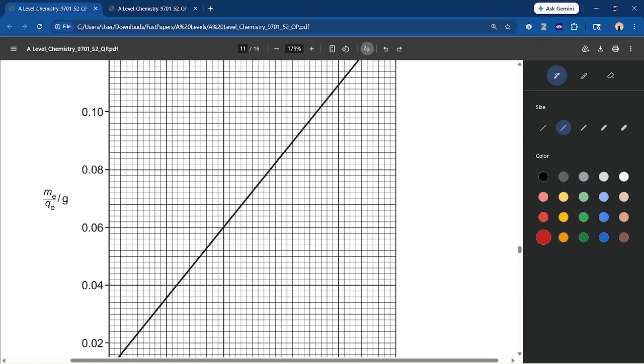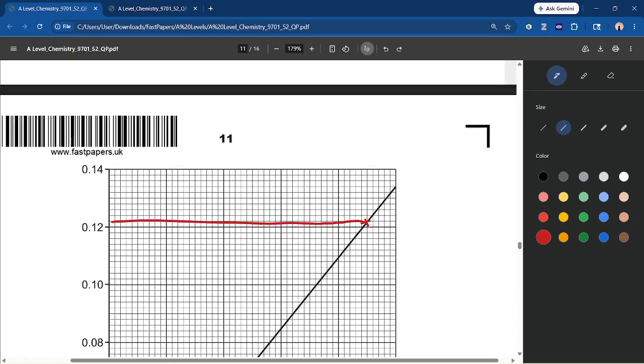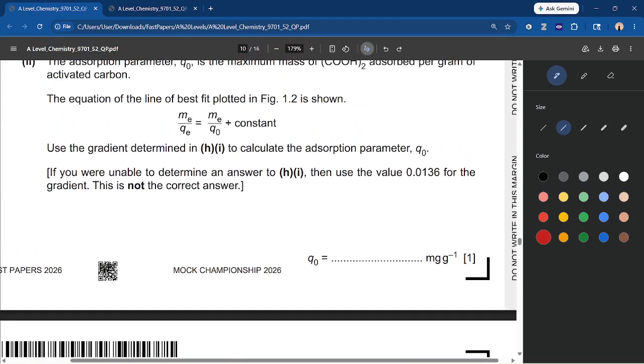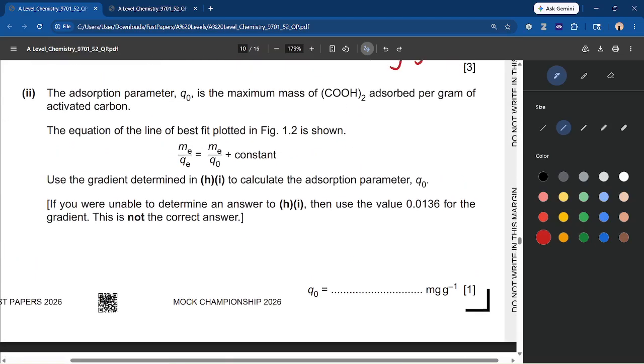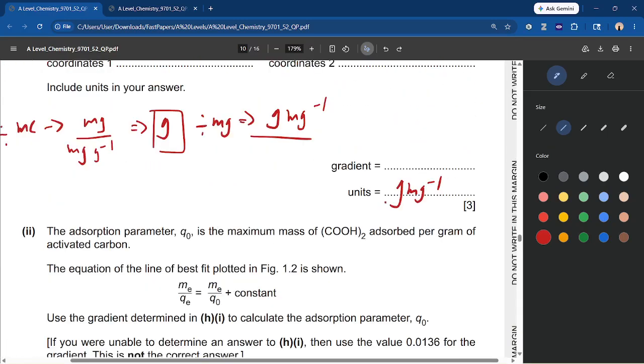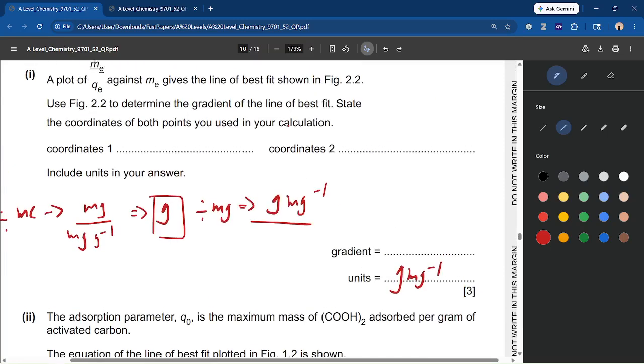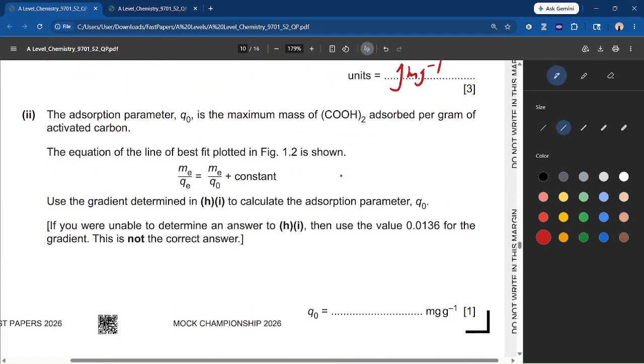So I'm just going to write down the coordinates over here. So this is going to be 9 and 0.122. So coordinates 1 are 9, 0.122.